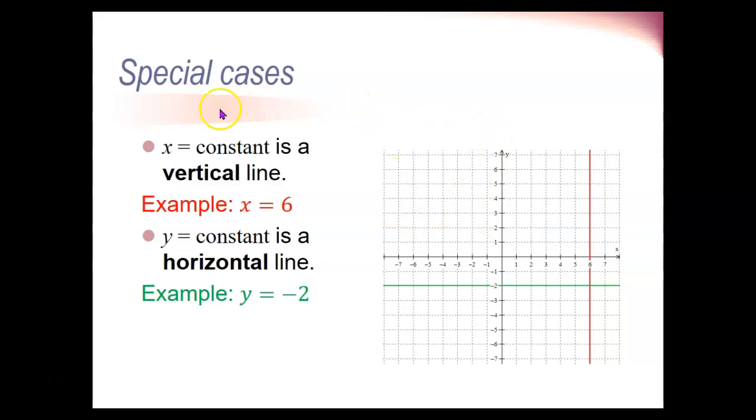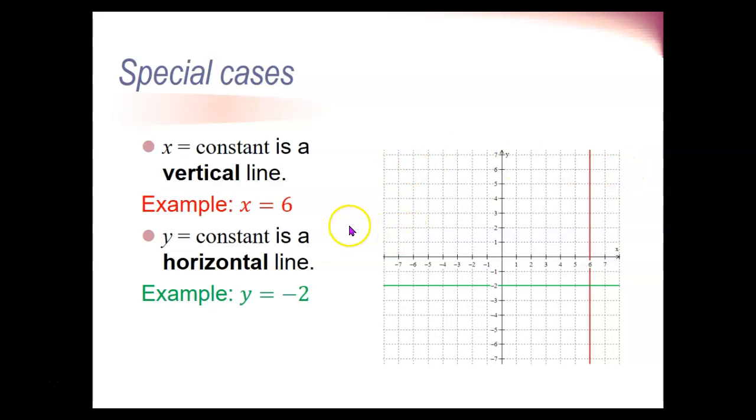Some special cases to watch out for: if you have an equation that only has an x in it, no y, but you are thinking in two-dimensional terms. An equation like x equals 6. The graph is a vertical line. In this example, it's this red line here, because all the points on this line have their x coordinate equal to 6. X could be 6 and y could be 0. X could be 6 and y could be 1. X could be 6 and y could be 4, and so on.